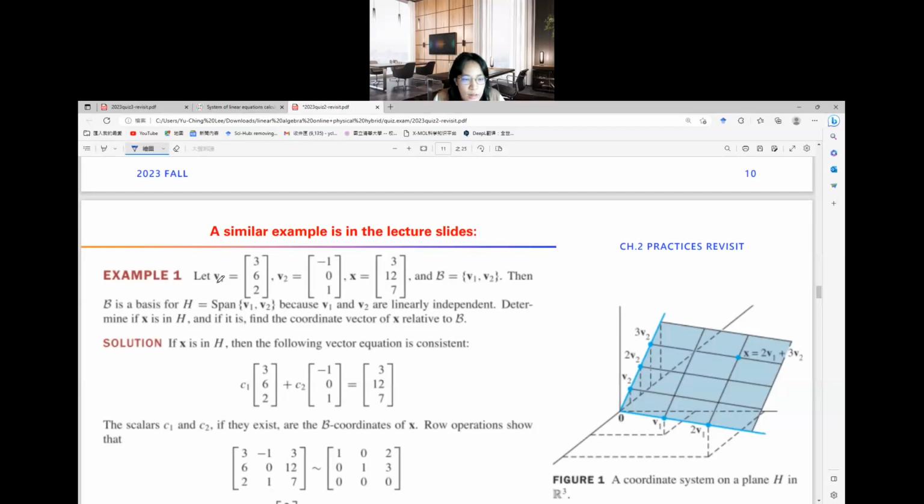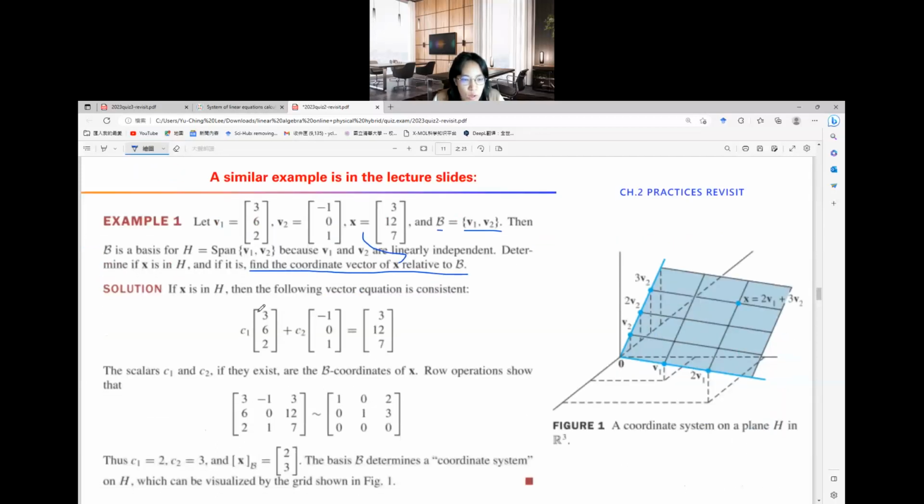And this question says that it's a three-dimensional problem. I have V1 and V2 given here. And the basis, capital B, includes V1 and V2. So this basis contains two vectors. In the end of this example, we are asked to find the coordinate vector of x related to B, where x is given right here. So it's exactly the same as what we performed before, but right now we have a three-dimensional vector.